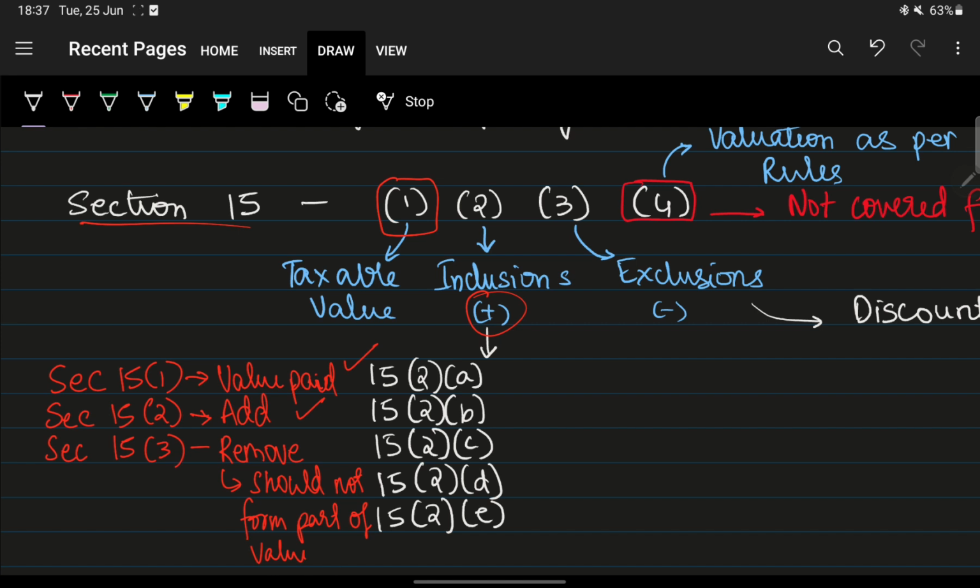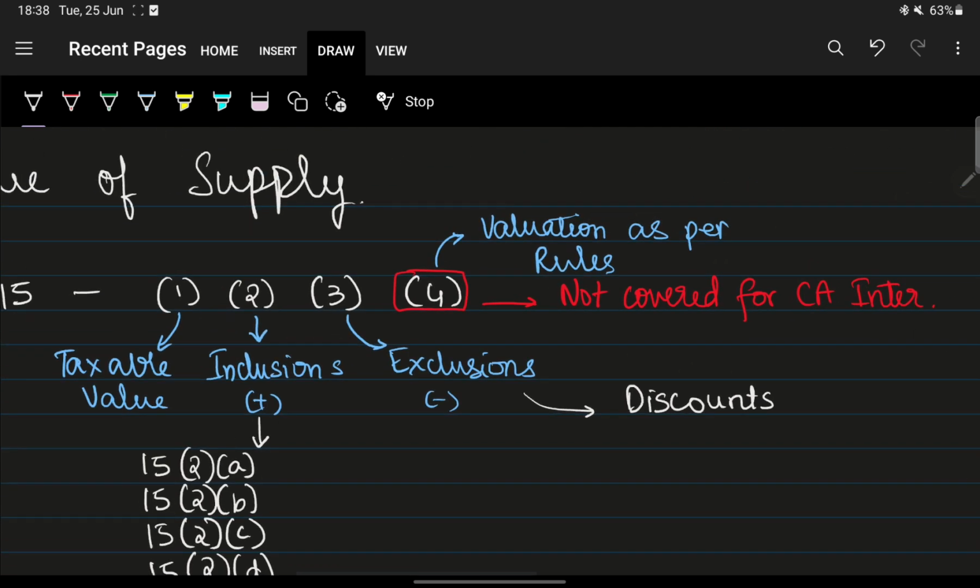Okay, so section 15 talks about the value. Section 15.2 talks about what is supposed to be included. Section 15 subsection 3 talks about what are the amounts that are to be excluded. Now section 15 subsection 4 is not in our ICAI syllabus for CA Inter. I'll just give you an overview of what this section 15 subsection 4 contains.